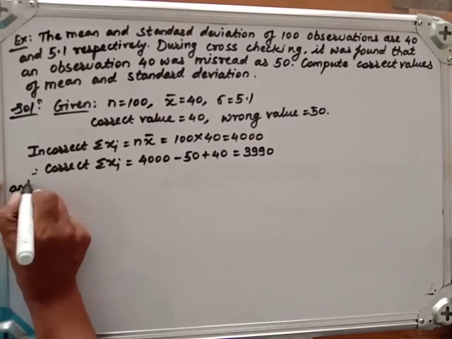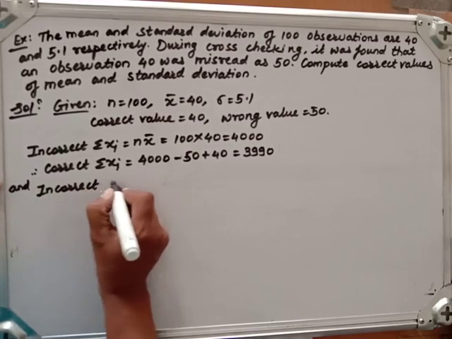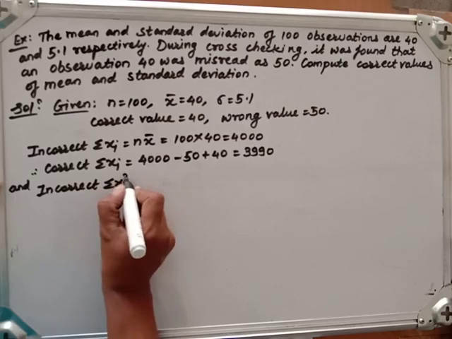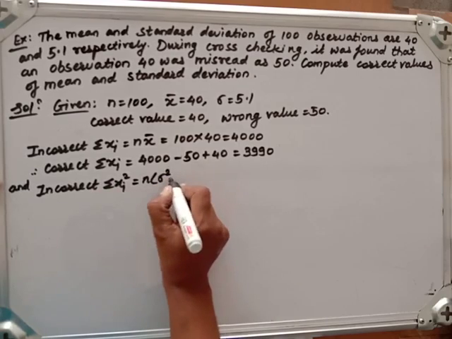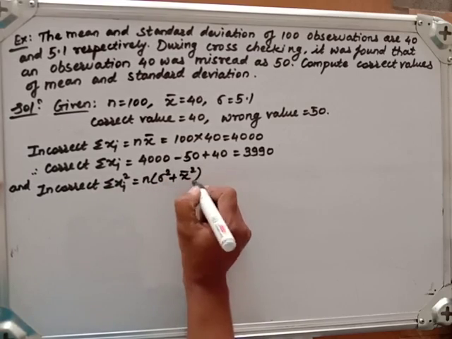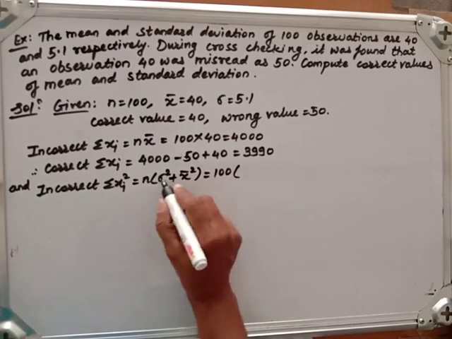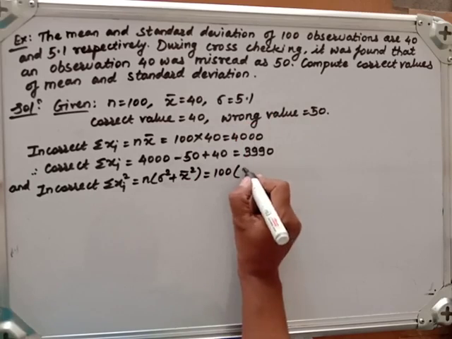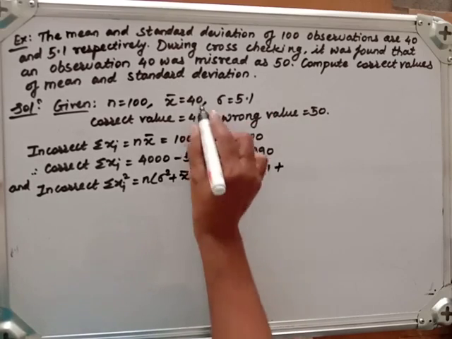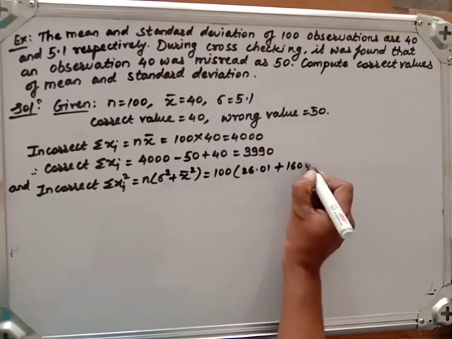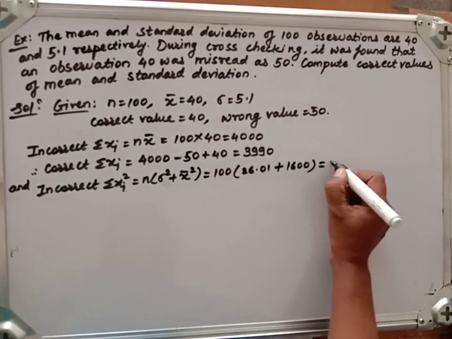Now the incorrect summation xi square will be n into sigma square plus x bar square. So it is 100 into sigma square, which means 5.1 square, that is 26.01, plus x bar square, which means 1600. Fine. So what is the answer?